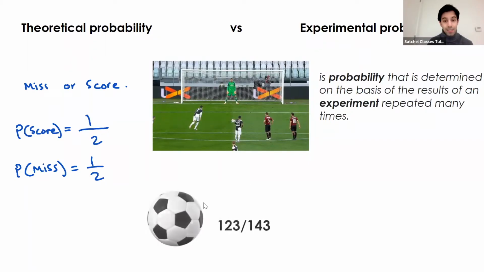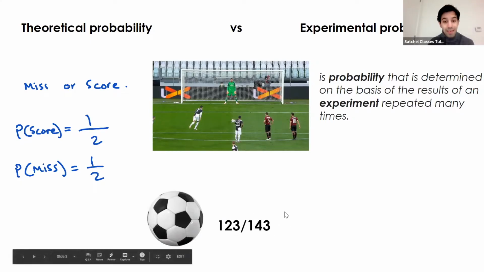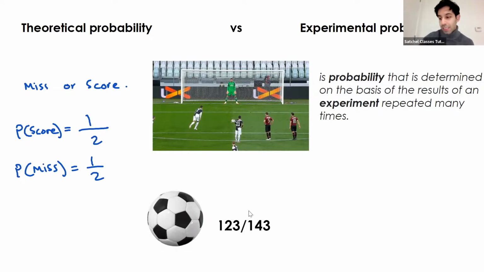Now, in reality, this is some stats I looked at. Ronaldo in his career has taken 143 penalties and he's converted 123 of them. So this is the relative frequency, or the experimental probability of Ronaldo scoring, which as a percentage would be 123 over 143.